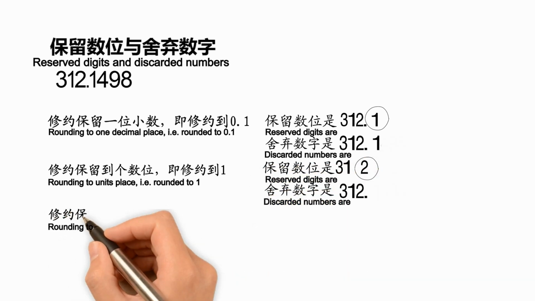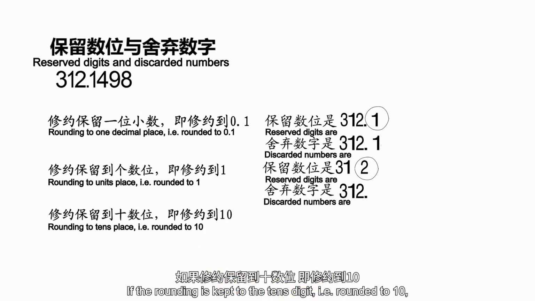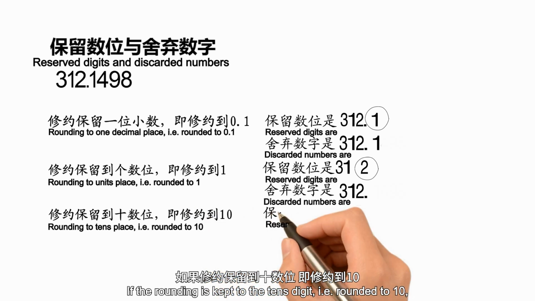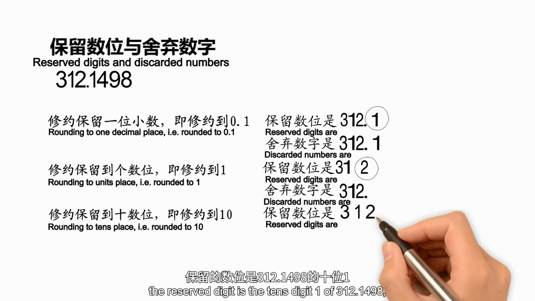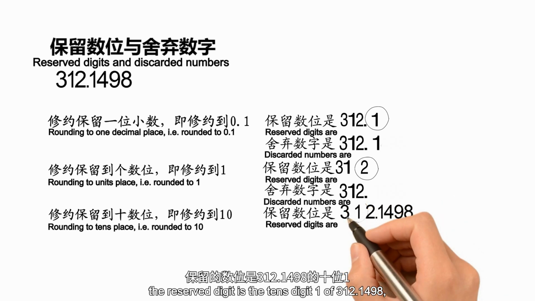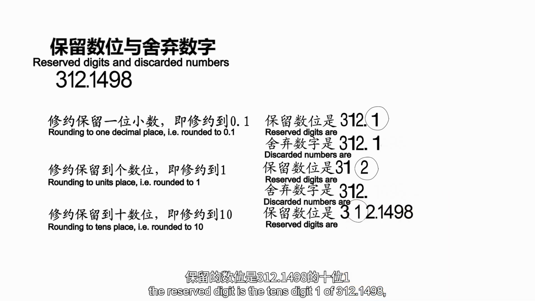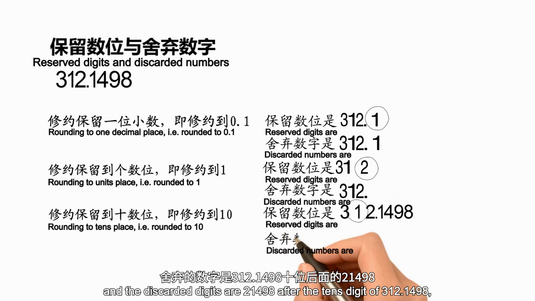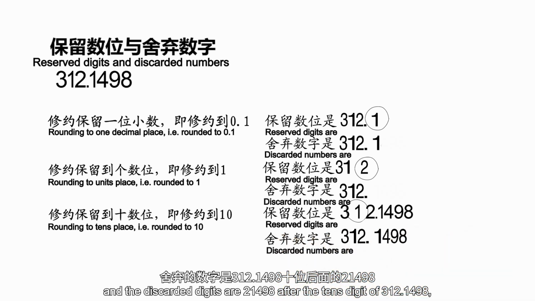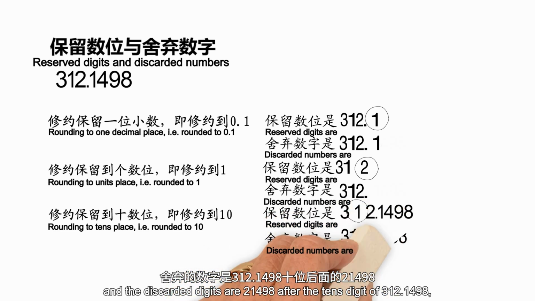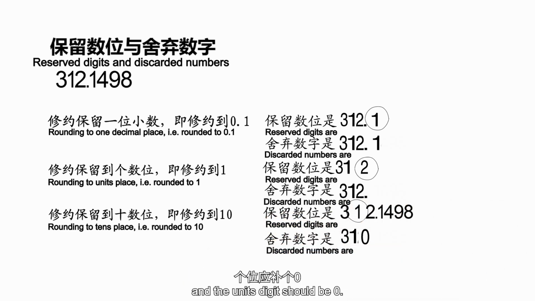If the rounding is kept to the tens digit, that is, rounded to 10, the reserved digit is the tens digit 1 of 312.1498, and the discarded digits are 21498 after the tens digit of 312.1498, and the units digit should be 0.